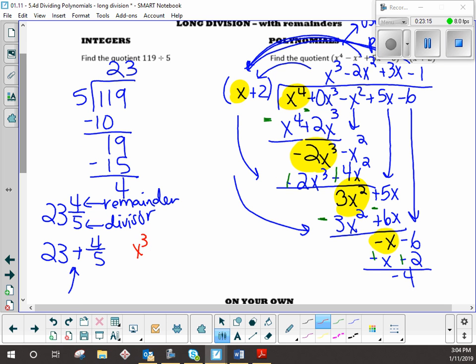X cubed. And then we do the plus. The remainder, yeah, negative 4. You could do minus here. You could do plus and negative as well. So the remainder is negative 4 over the divisor. What's the divisor? X plus 2. Very good. It's whatever we divided by.